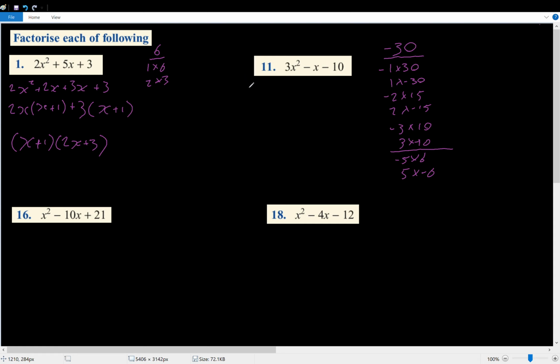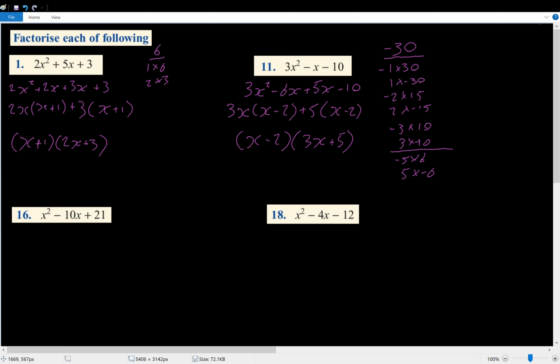So when we rewrite this expression, we now get 3x squared minus 6x plus 5x minus 10. And now we can factorize this by grouping. So from our first pair, the highest common factor is 3x. So we get 3x times x minus 2. And our highest common factor from our second pair is going to be 5. So we get plus 5 times x minus 2. And now we've got a common bracket, so we're going to write that down. We get x minus 2 times 3x plus 5. Like that. And that's our factorized.